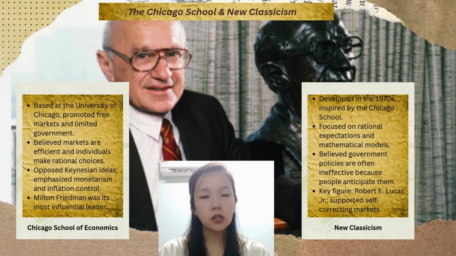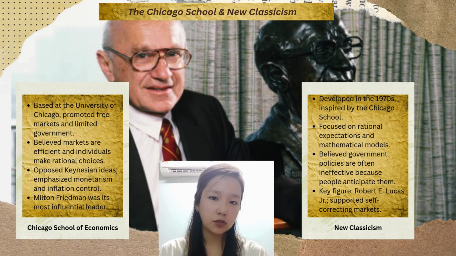And Neoclassicism came a little bit later compared to Chicago School of Economics, especially developed in the 1970s. It builds on Friedman's work, but adds more math and focuses on how people make decisions based on what they expect will happen. That's called rational expectations. So in short, we can say that the Chicago School of Economics started the ideas, and Neoclassicism developed them even more.